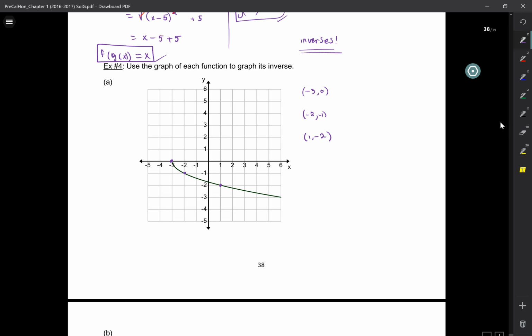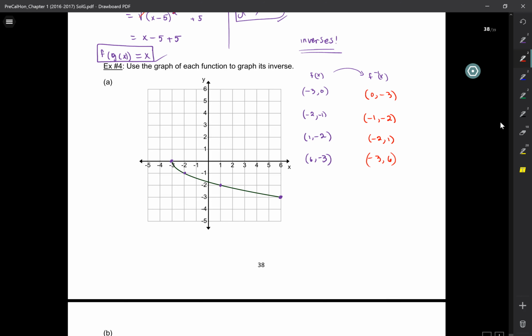And let's see what else we could do. Maybe we could do this one here. This is 6 comma negative 3. So this is all for f of x. Now for the inverse, these values are going to switch. So negative 3, 0 will become 0, negative 3. This will be negative 1, negative 2. This will be negative 2 comma 1. And finally negative 3 comma 6. All right? So now let's graph these.